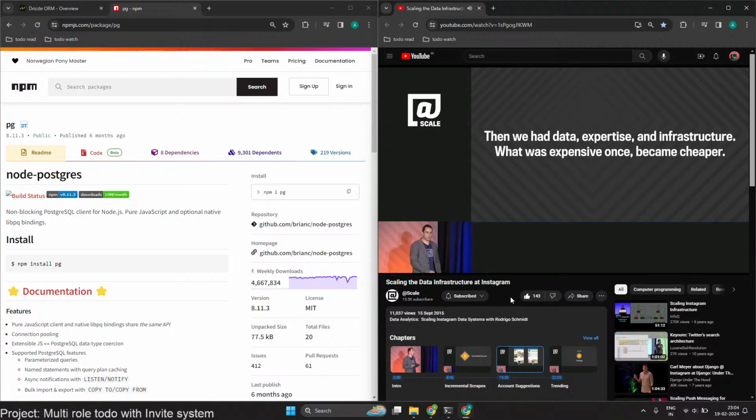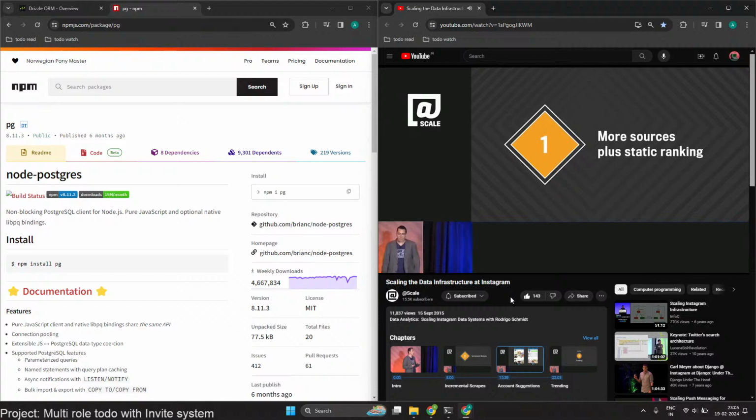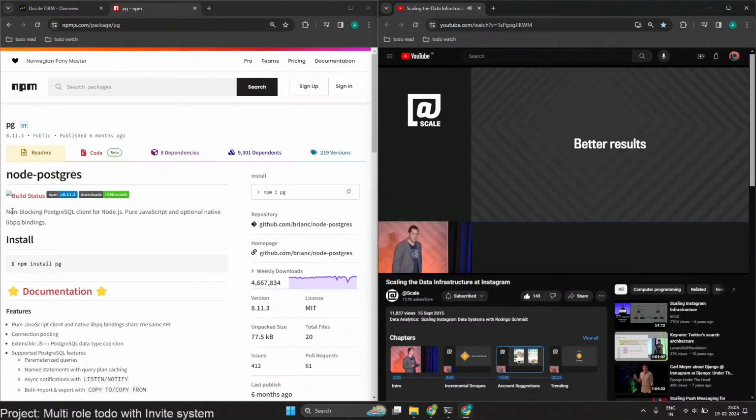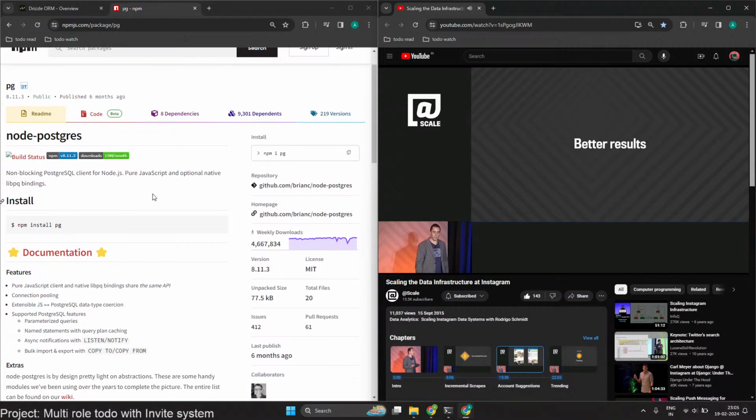And what was expensive before became much cheaper now. So now we had the resources to do it. So we started by just adding more sources, algorithmic sources like friends of your friends or reverse connections. And we added some static ranking. So we knew that some sources were better than others based on experiments, so we just ranked those sources better. Right out of the bat, that provided us with much better results.